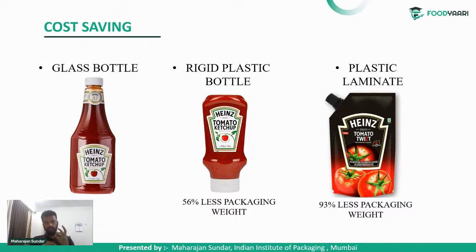Okay, then we started using plastic laminates. When compared to the rigid plastic bottle, plastic laminates weigh 93% less than the rigid plastic bottle, but they do the same work as the rigid plastic bottle. It holds the product inside and it is able to dispense the product, and we can reuse it a number of times under proper storage conditions.